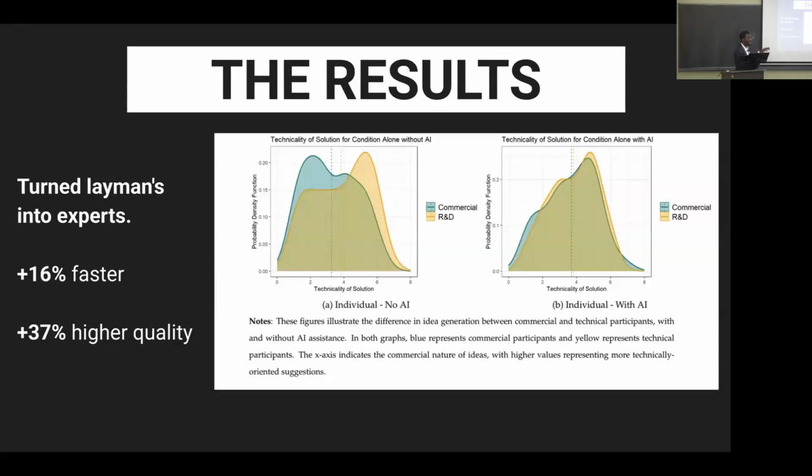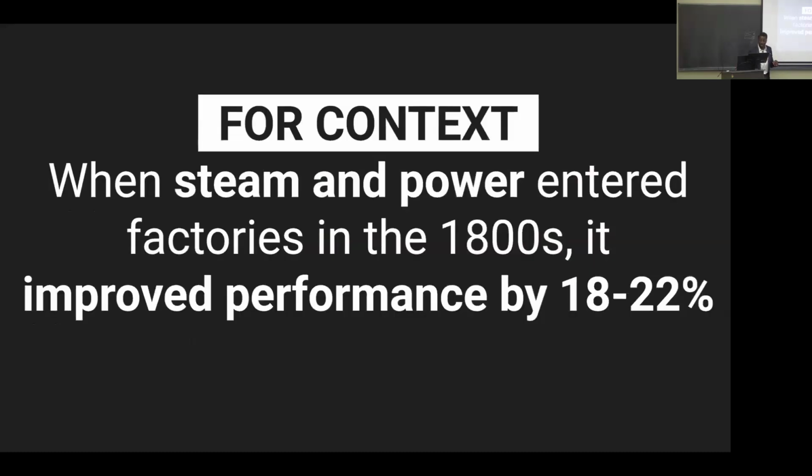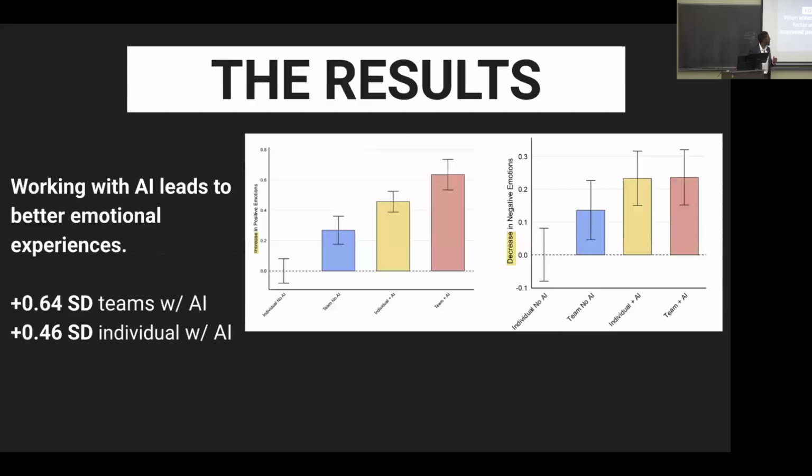There's also other stuff here, like the AI teams were 16% faster. They had 37% higher quality when evaluated by evaluators. But this is a really interesting result because I bring up this point that it turns laymen into experts, right? That's one of the interesting results. Another, and again, I put this context slide here so we get the sense of how big it is.